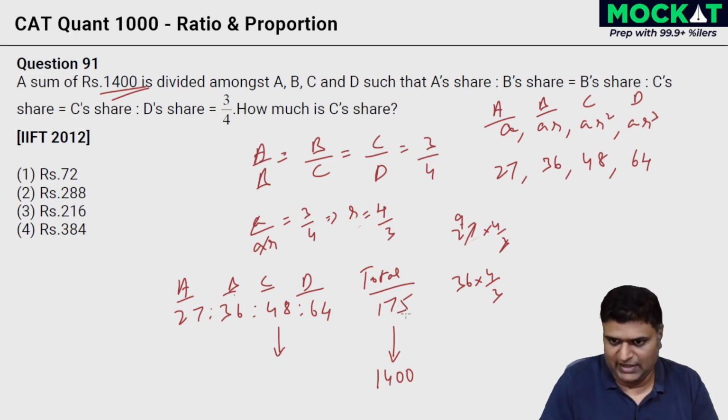175 into 2 is 350, okay, 350 into 2 is 700 and another into 2 and we get 1400, so into 8, right? 175 into 8 is coming to this, so do the same over here. 48 into 8, 50 into 8 is 400, 2 into 8 is 16, 400 minus 16 comes to 384. Option 4 is the answer for this question.